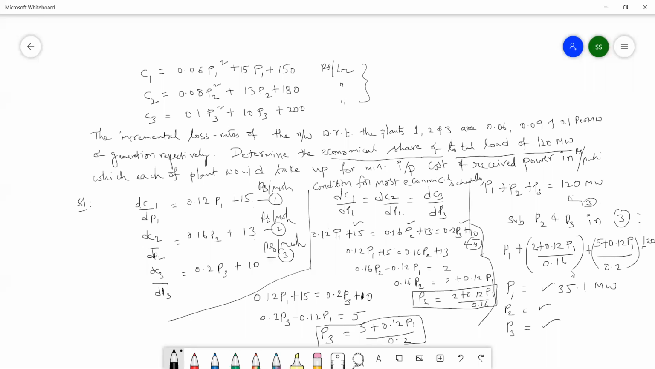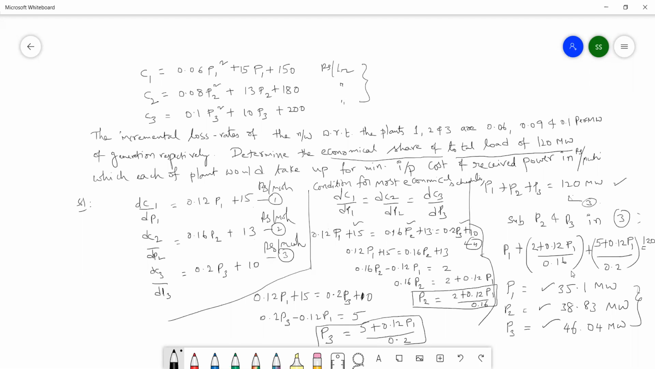And P2? 38.85, sir. 38.85 megawatt. And the summation of these two, subtracted from the total load, gives P3. 46.044, sir. 46.04. Okay. Now adding all these three is 120.35, almost 120.